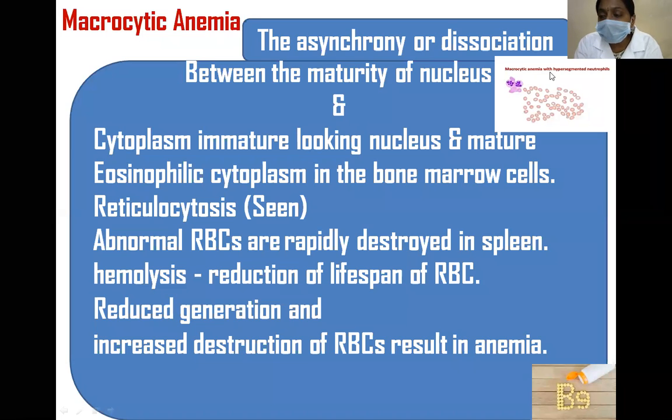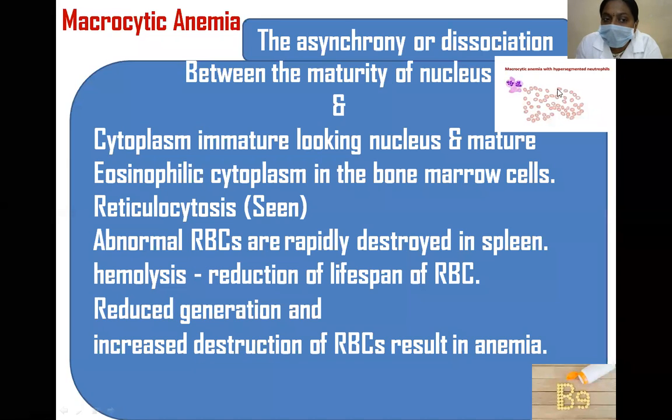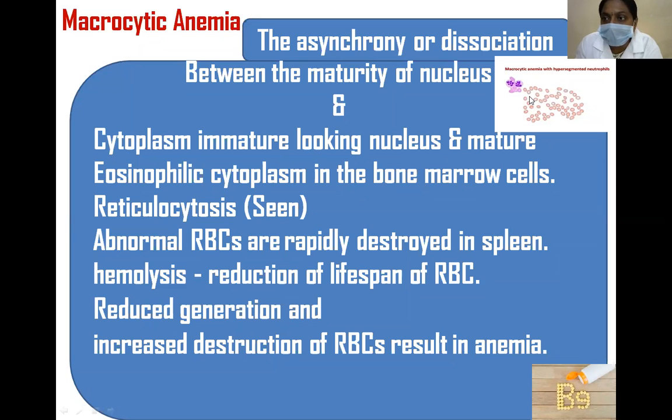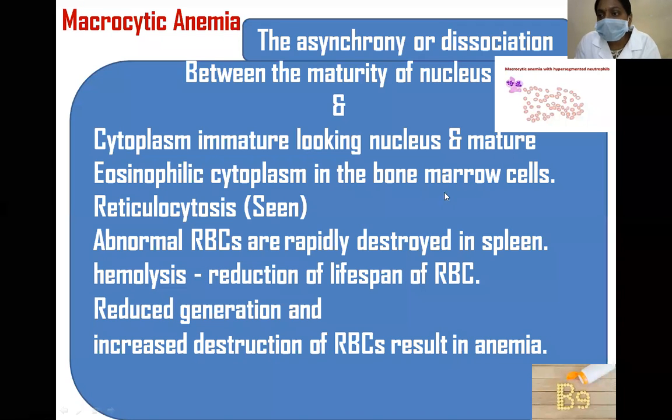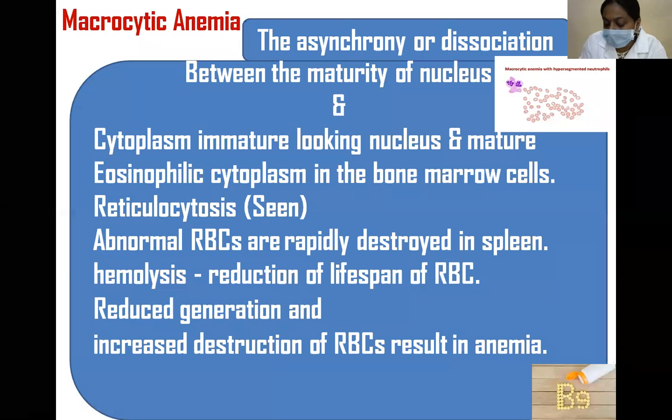First, there is an asynchrony or a dissociation between the maturity of the nucleus and the cytoplasm. So the cytoplasm shows an immature looking nucleus and the mature eosinophilic cytoplasm in the bone marrow cells. Finally, what happened here? Abnormal RBCs are finally destroyed in the spleen. Hemolysis, reduction of lifespan of RBCs. When there is reduced generation and increased destruction of RBCs, it finally leads to anemia, macrocytic anemia.